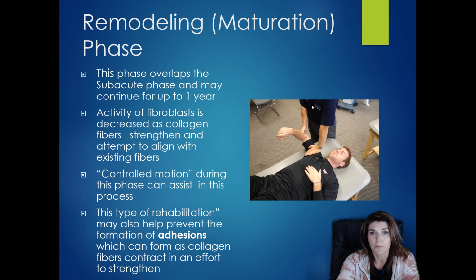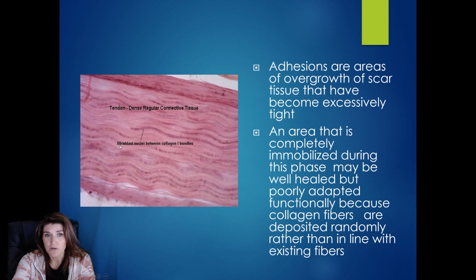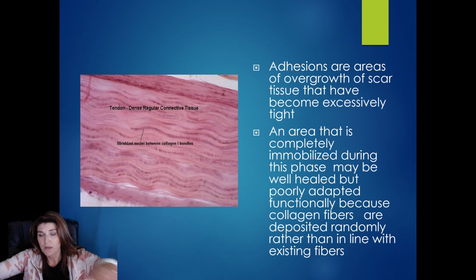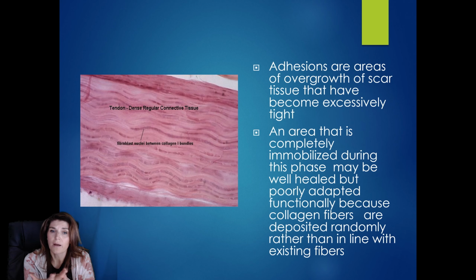So I'm going to show you this slide. A fibroblast nuclei is here between collagen bundles. When you have adhesions, you'll see thicker bands of tissue, and hopefully those bands of tissue are lining up with the other tissue. So in the sprained ankle example, they'll give you a band. They'll have you put it around your foot. A lot of times they'll be like, okay, go through the alphabet with this band, and they're basically just trying to get you to go.